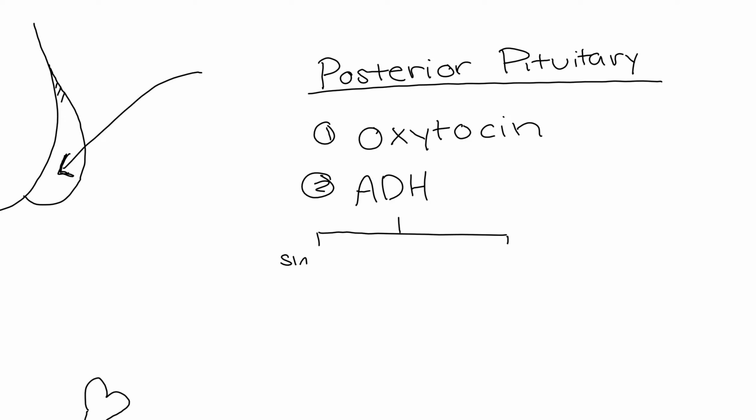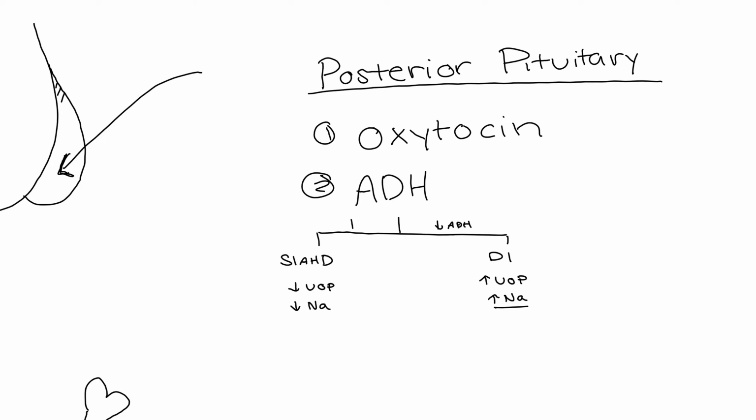So SIADH, and that's going to give you a very, very low urine output and also a low sodium concentration. And then there's also diabetes insipidus, which would give you the opposite: a high urine output and also a high sodium concentration. And this is due inversely because you're having a very low anti-diuretic hormone, which is causing a high urinary output because you don't have anti-diuretic hormone. So you're just losing all of this water, and that's causing your sodium concentration to skyrocket.